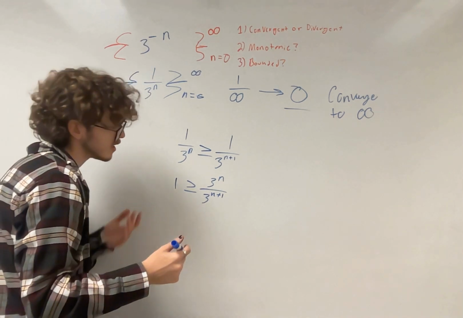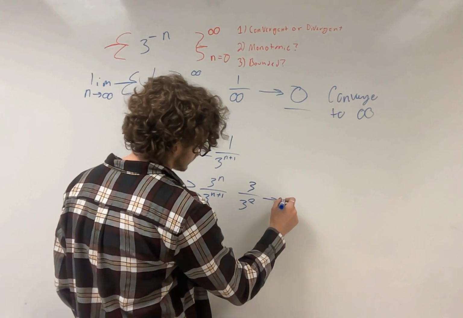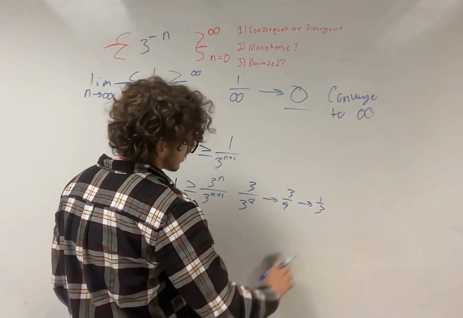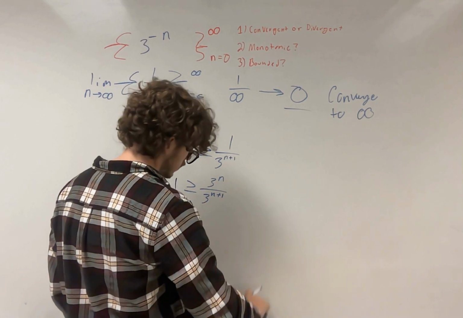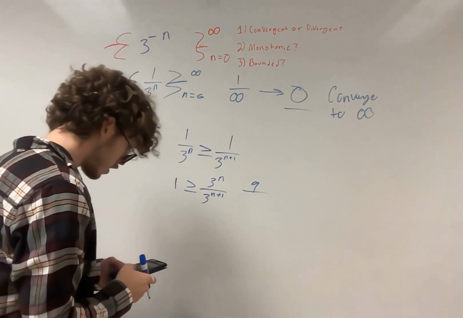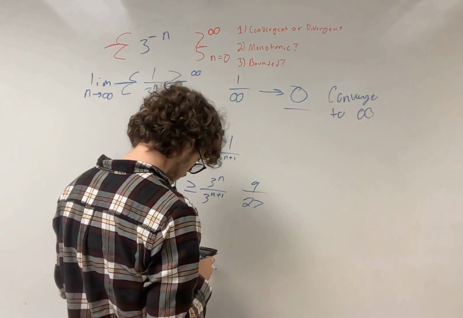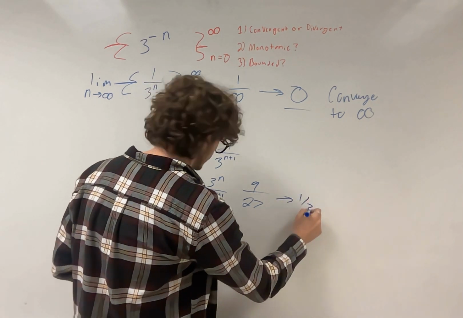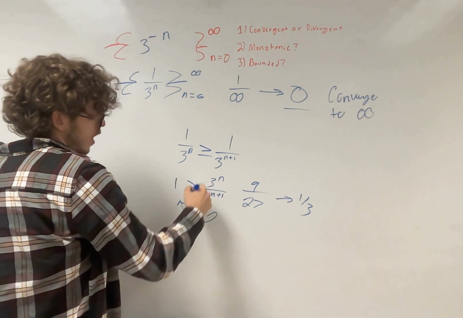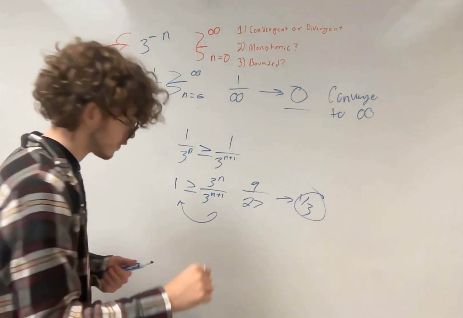Let's plug in 1 and see what we get. 3 over 3 squared, that's going to be 3 over 9, which is 1/3. If I plug in 2, well, let's see what happens: 9 over 3 to the 3rd, which is 27. 9 divided by 27 is 1/3. So you're always going to find that whatever I plug in for our function here, I'm always going to get back 1/3. This inequality is true.